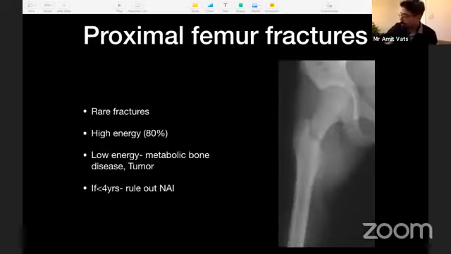Now talking about proximal femur fractures, again, rare fractures. They are a high energy injury, but they may also be associated with low energy, especially if there is an underlying metabolic bone disease or tumor. Also, especially if you see these fractures in the non-walking age group or below 4 years, then it is important to rule out non-accidental injury.